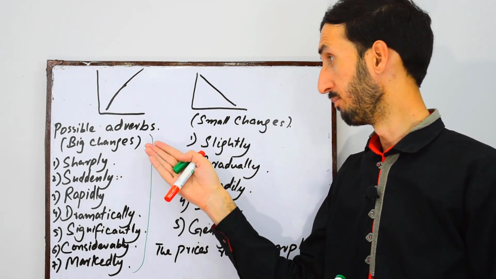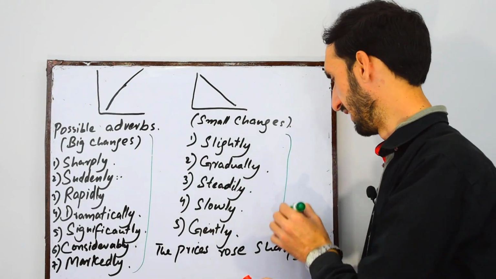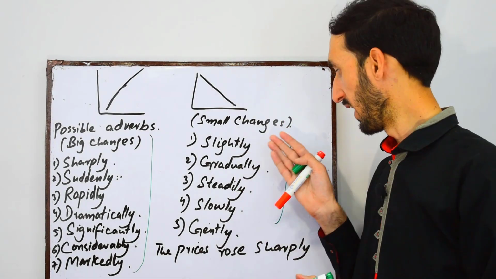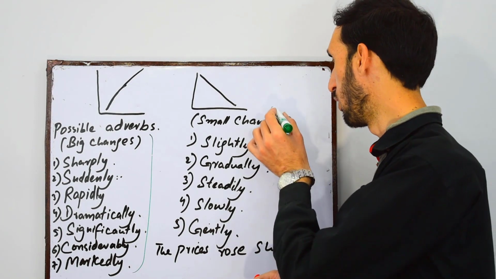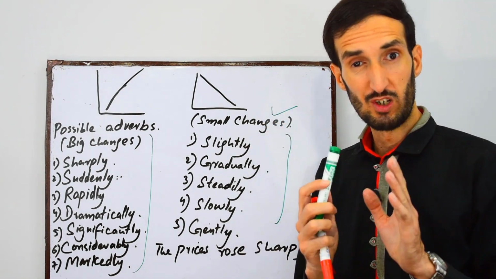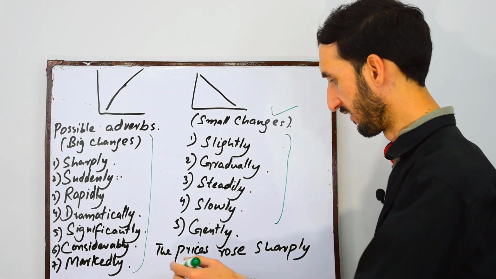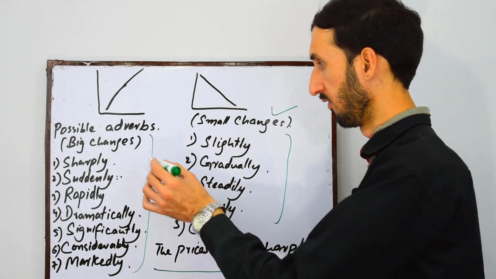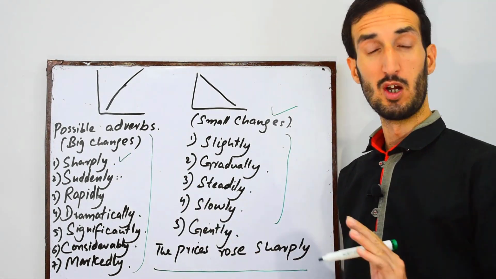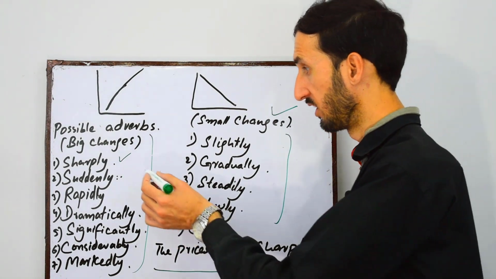These are for the big changes. And if the line goes up slowly, you have to use these adverbs. These adverbs are for the small changes. So you have to learn these words, sharply. For example, we have an example here. The prices rose sharply. We have used this word sharply. The prices rose sharply. Or you can use these words.